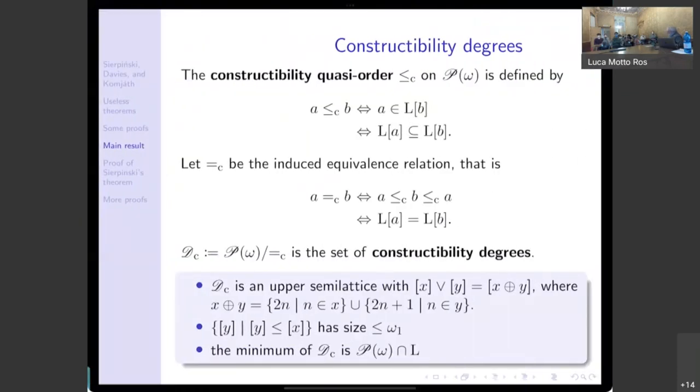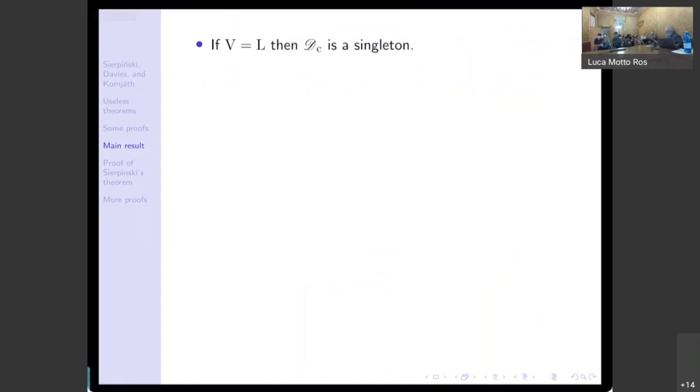So DC is an upper semi-lattice. The supremum of the class of X and the class of Y is the class of X plus Y, the double table of X and Y. And given any X, there are at most aleph 1 many predecessors. The minimum of DC is obviously the class of the constructible reals. It is not a lower semi-lattice. If V is equal to L, then DC is trivial.